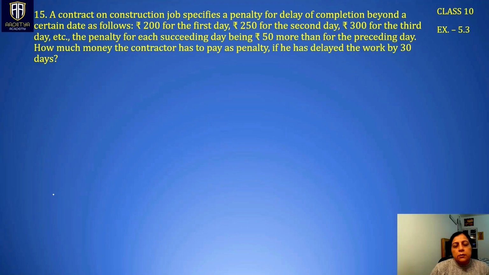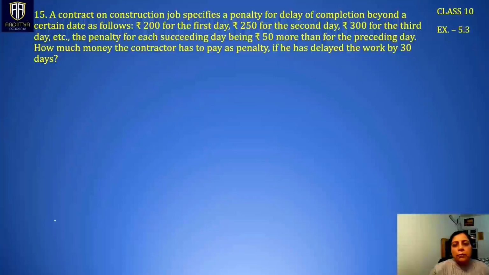Next question is, a contract on construction job specifies a penalty for delay of completion beyond a certain date as follows. Rupees 200 for the first day, rupees 250 for the second day, rupees 300 for the third day, etc. The penalty for each succeeding day being rupees 50 more than the preceding day. How much money the contractor has to pay as penalty if he has delayed the work by 30 days.